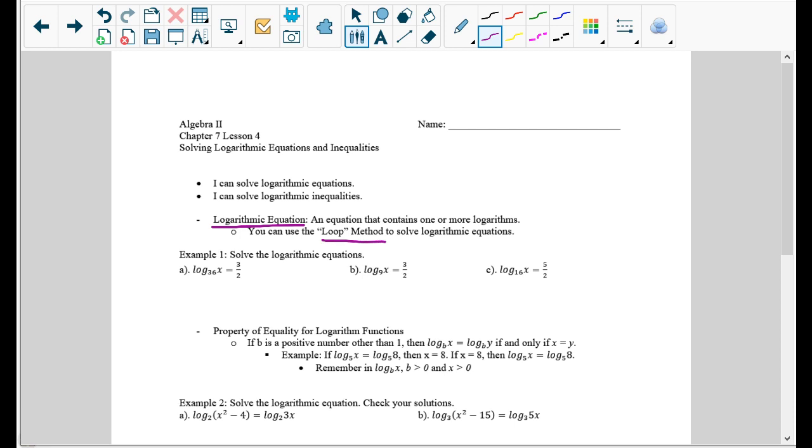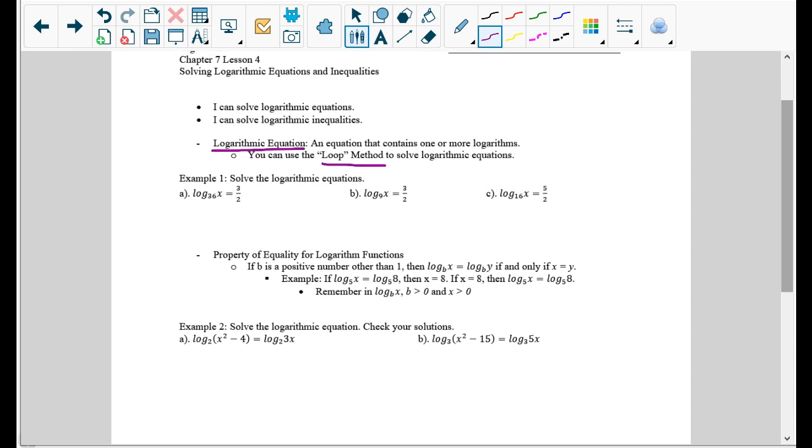So solving these equations, again, I'm just rewriting them. If we rewrite this, we have base 36, exponent 3/2 equals x. Now I can plug that into my calculator. 36 to the 3/2 is going to equal 216. So we should be able to plug this into our calculator to solve.